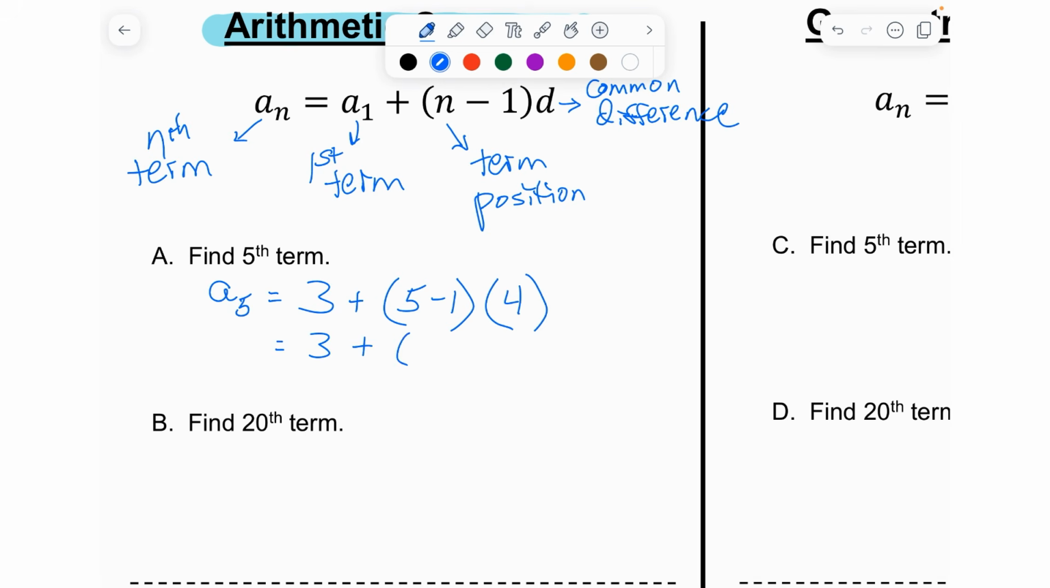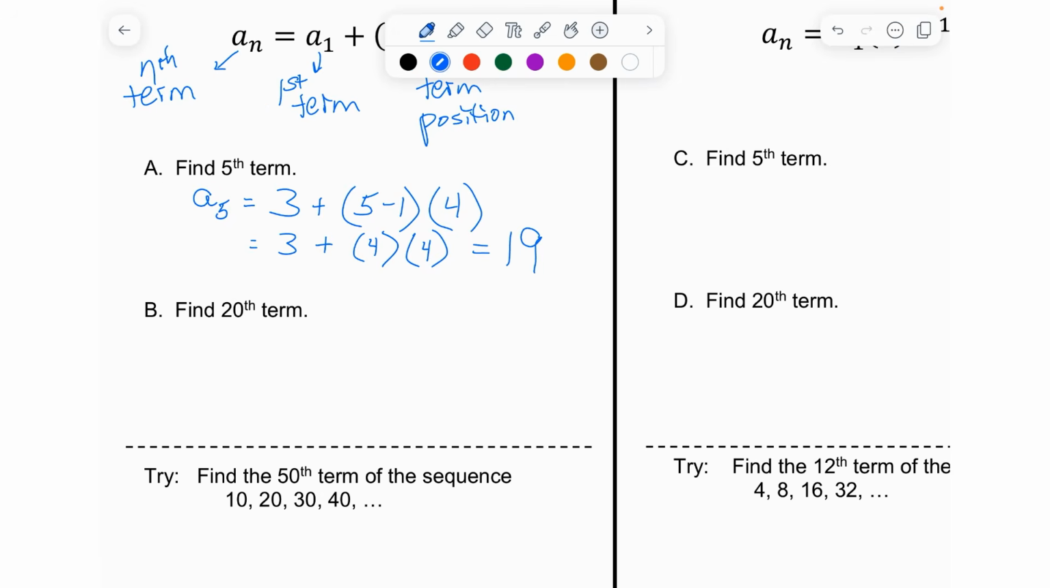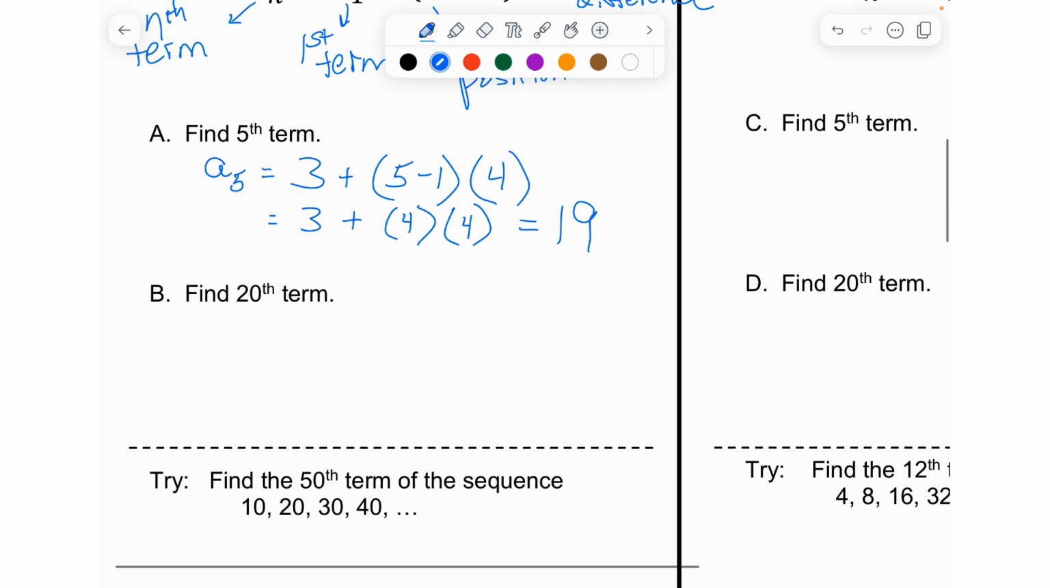Of course, we're going to do the parentheses first, so 5 minus 1 is 4. But now I can multiply the 4s to be 16, and eventually 16 plus 3, bingo, is 19. And that means that a sub 5, my fifth term, is 19. Ready to find the 20th term?